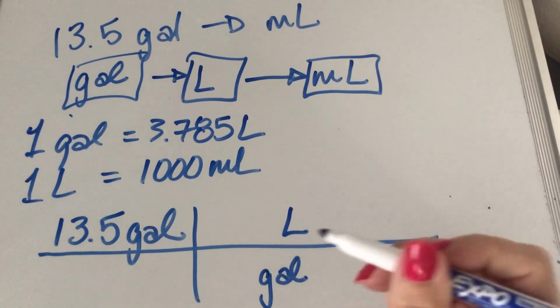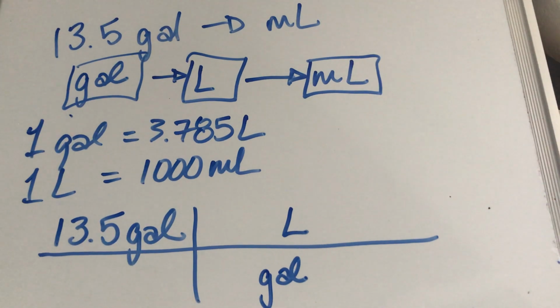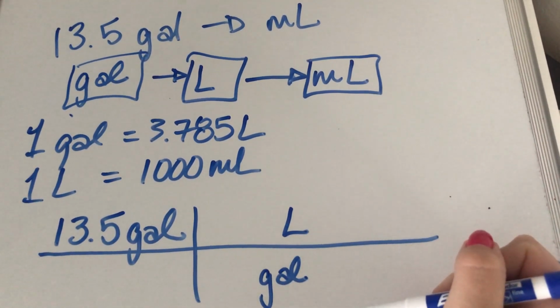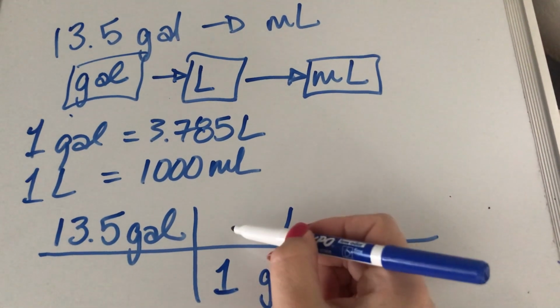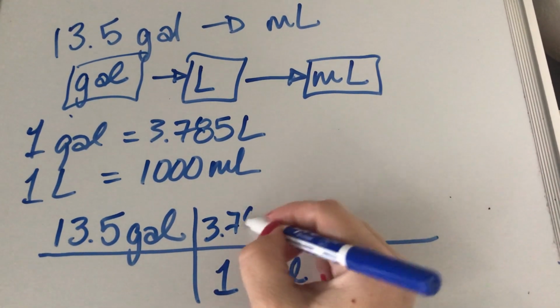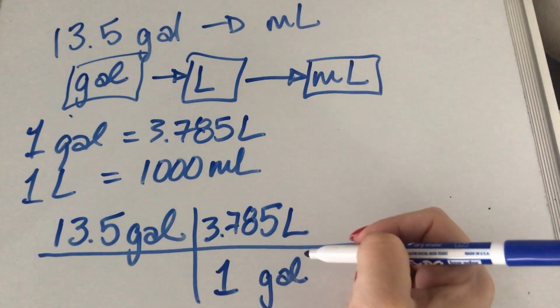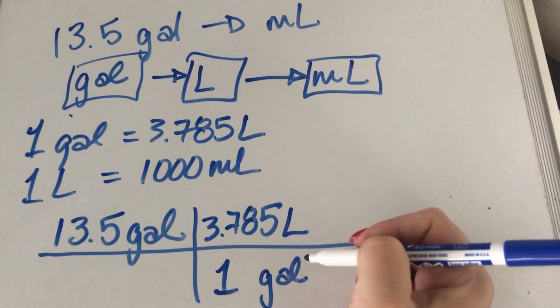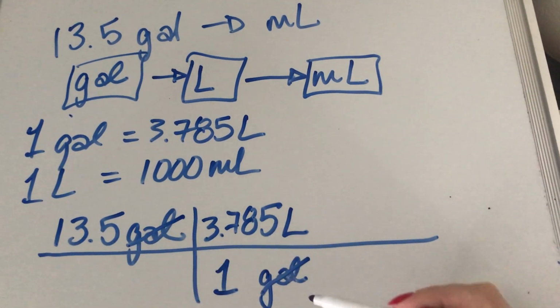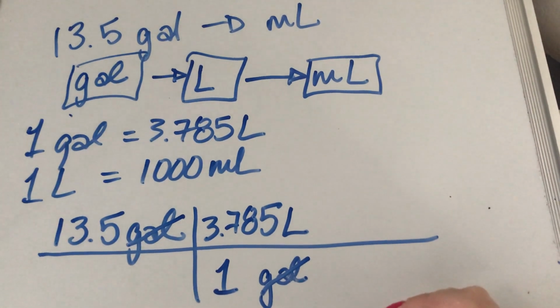So, what number is going to go on bottom here next to gallons? 1. 1, exactly. And what number will go up top here? 3.785. 3.785 liters, right? Everybody still cool with me? Cool. So gallons cancels with gallons, right? Now when we cancel the units, we're not canceling the numbers, just the units. Everybody still all right with me on that? Cool.